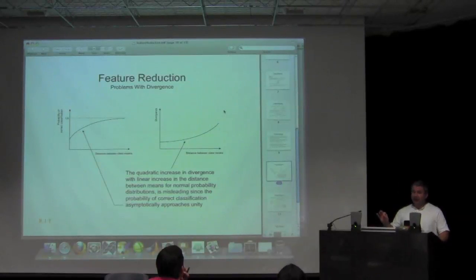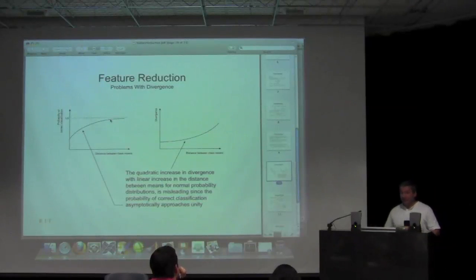So this isn't a good behavior, because if I can increase my divergence and I say, hey, the best band set to choose here is the one that makes the greatest divergence, well, I'm going to look for the highest value here. But if this is just going to quadratically keep going up, and this is going to level off, well, I probably could have stopped way back here and got 100% classification accuracy, or pretty close to it. And that might have meant fewer bands.